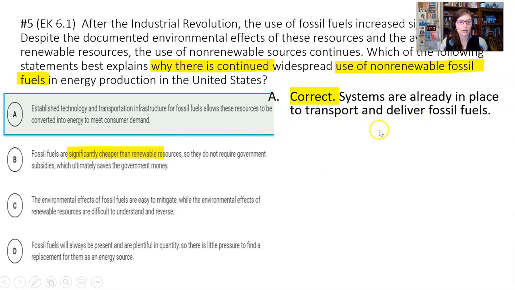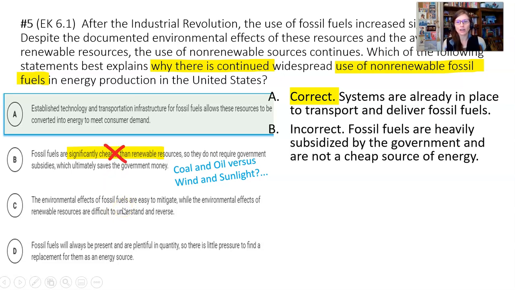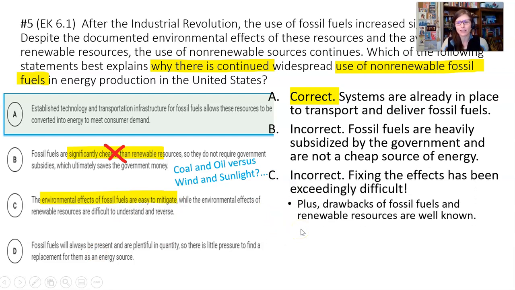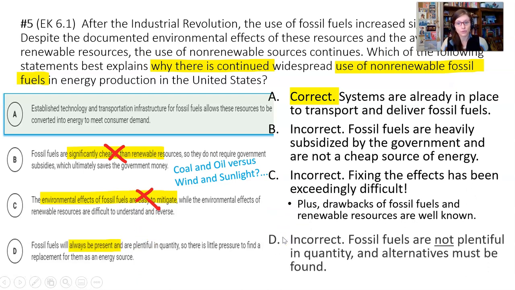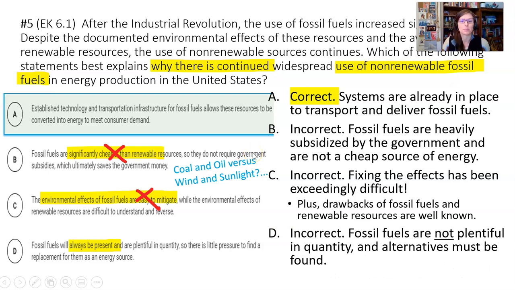Now, you probably figured that out, but it might have been an issue of looking at some of the other options. Fossil fuels are cheaper than renewable. We hear that again and again and again. But what's actually cheaper? You're telling me coal and oil are cheaper than wind and sunlight? No. So they're technically not cheaper, and the whole processing of fossil fuels is heavily subsidized by the government. Environmental effects of fossil fuels are easy to mitigate. Incorrect. This is a mess and it's costing us tons of money. They'll always be present. Fossil fuels? Heck no. That's part of the big problem.